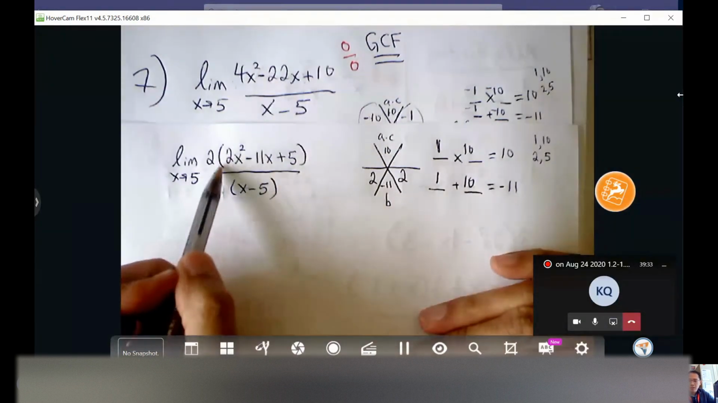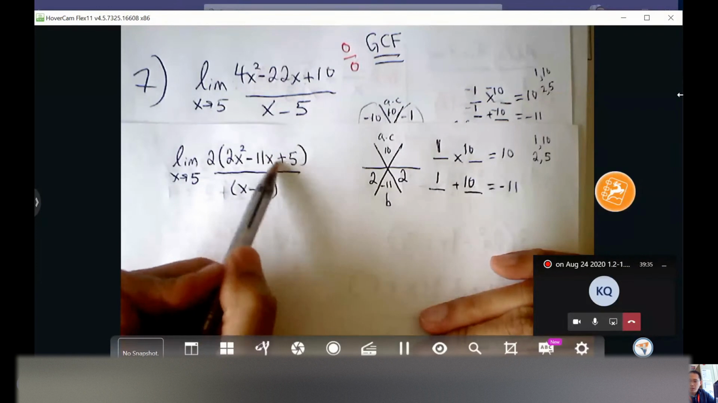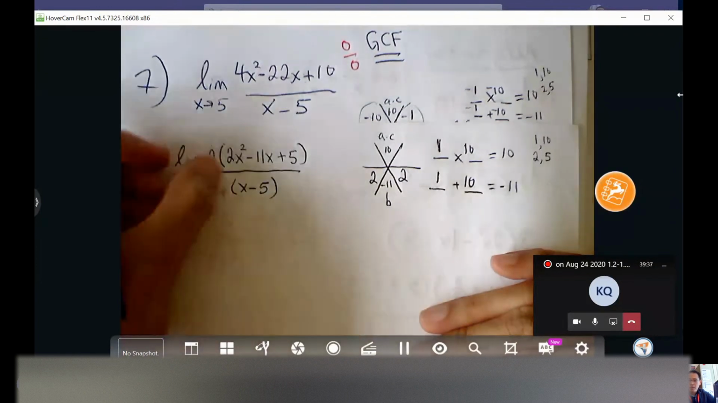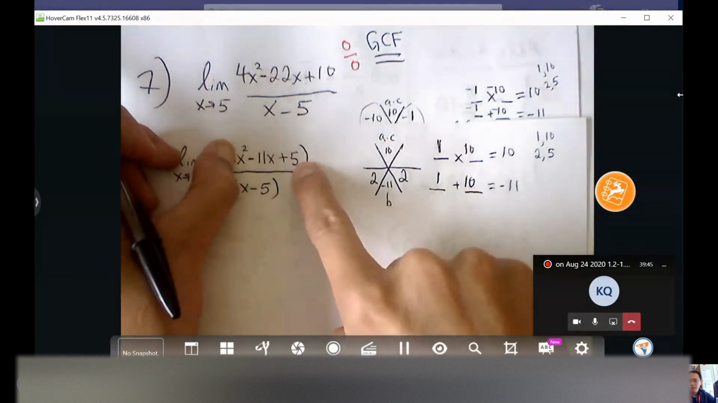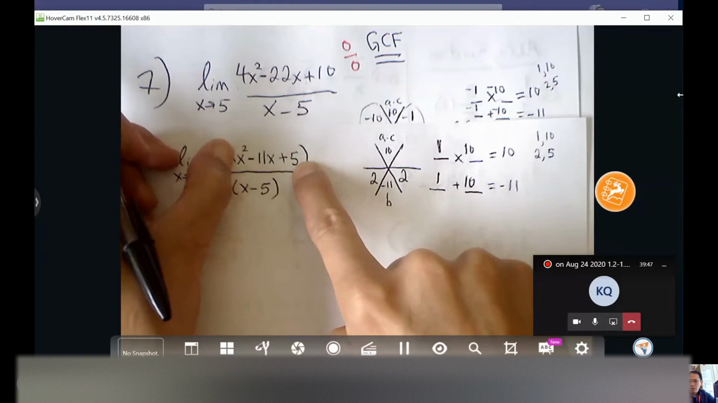Normally, yes, I can see how there are problems where you only look at the third term, but that's if there was no 2 in front. If there was x squared minus 11x plus 5, then you would say, okay, I'm just looking for that c value. But if there's a leading coefficient, we got to do a little bit more work.